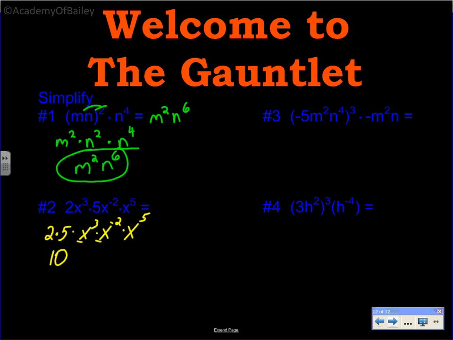And if they all have the same base, what do we do with those exponents? We add those exponents. So 3 plus negative 2 gives us a positive 1, and then positive 1 plus 5 will give us 6. So we have x to the 6th power. And this is the solution. 10 times x to the 6th power.